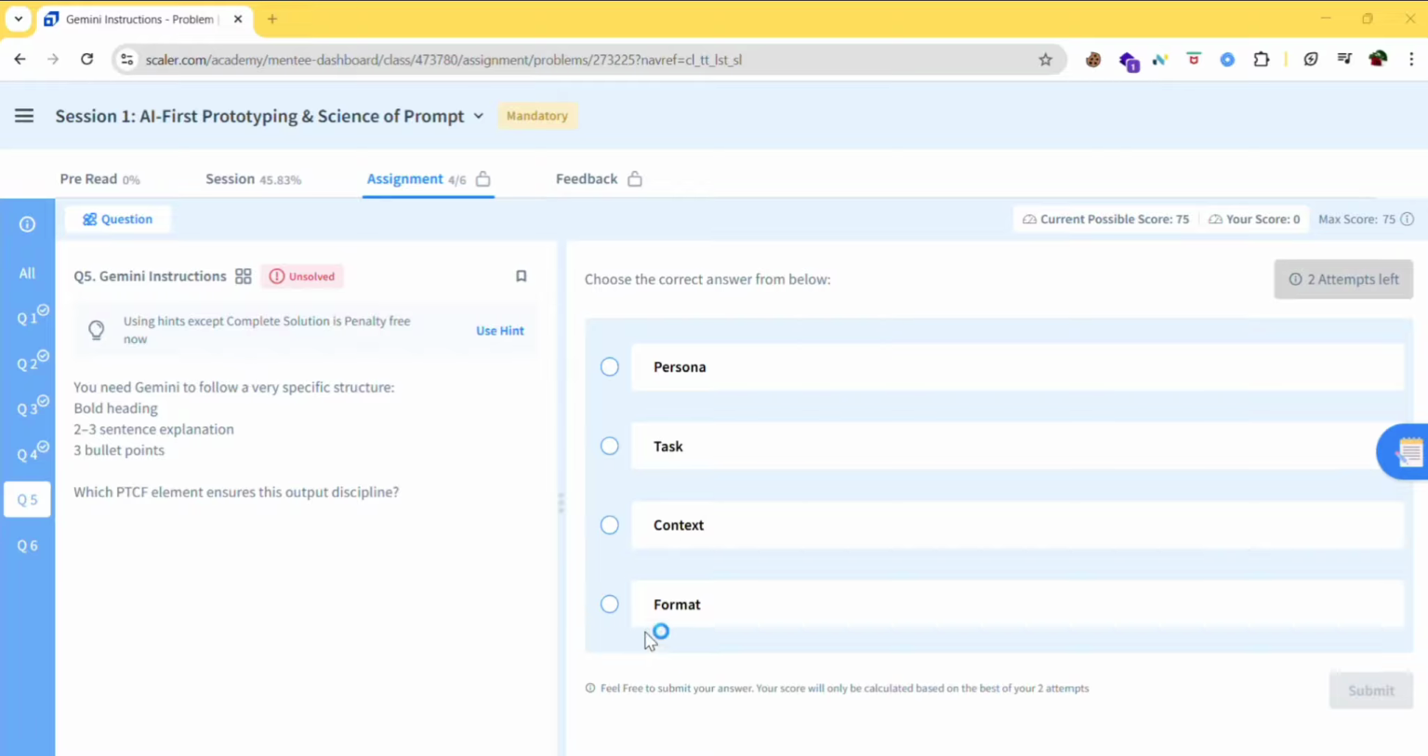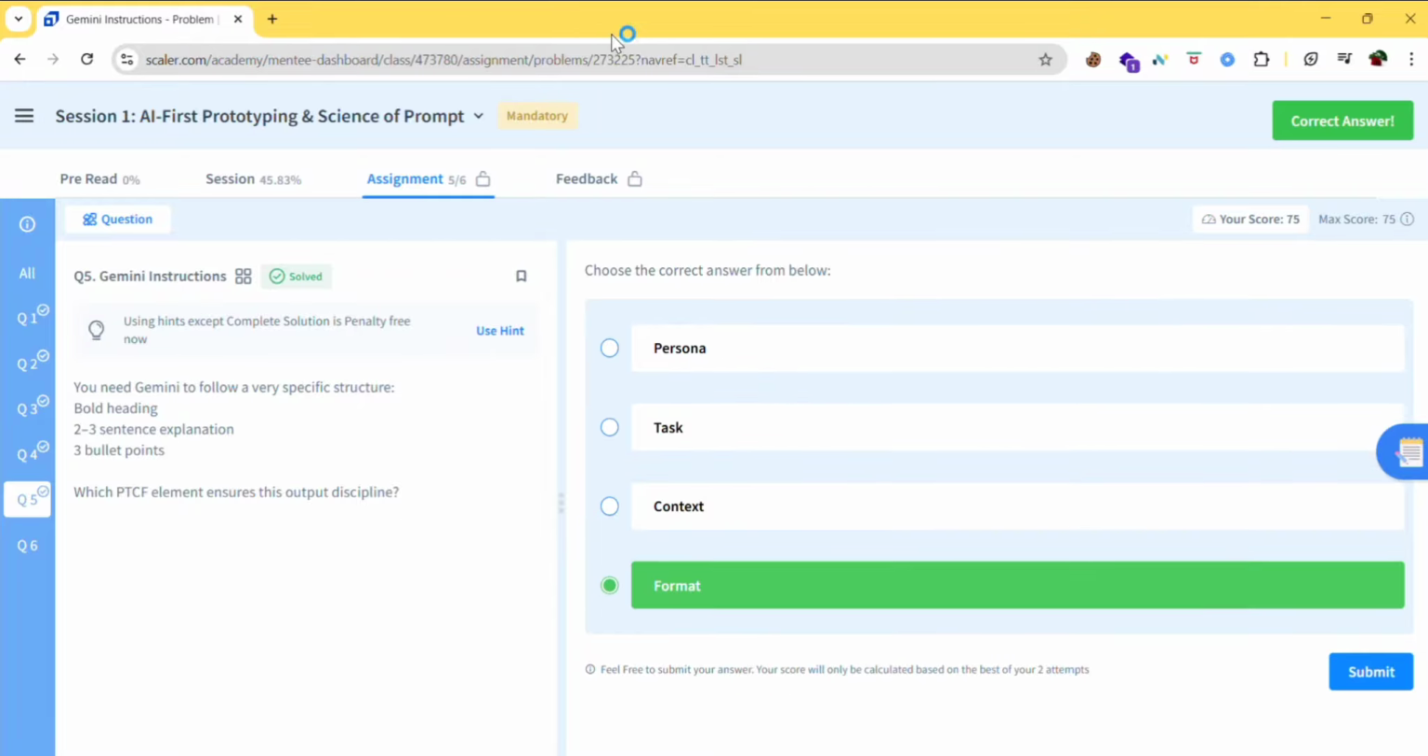The answer will be format, because in persona, you specify a specific character, like you're a technical founder or a scientist. In task, you assign a task. In context, you tell the context, and in the format you describe, like I want it in particular lines, in bullet points or something. So that is about format.